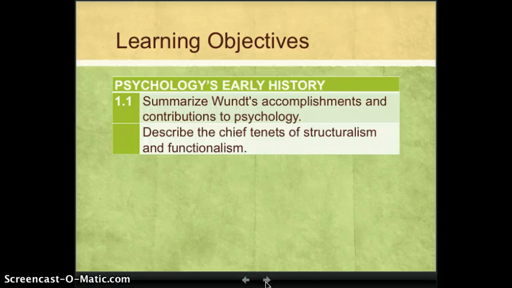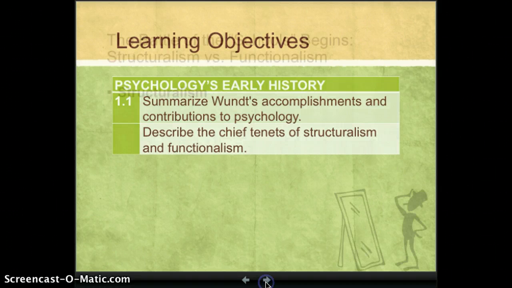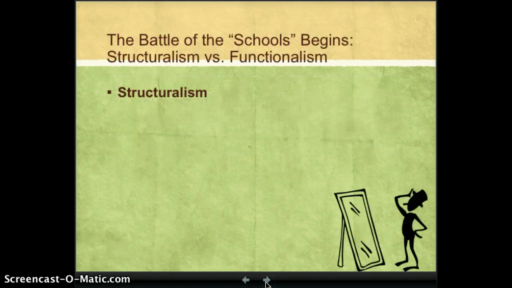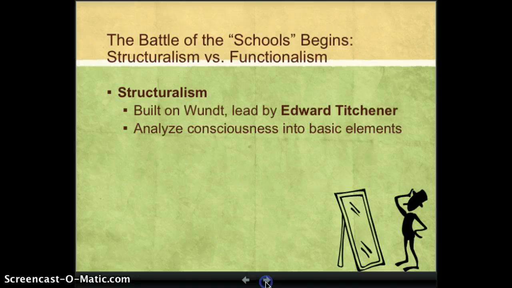Wilhelm Wundt founded psychology in 1879. Then it spread all over the world, but particularly in the US. The first school of psychology was called Structuralism. Structuralism built on the work of Wilhelm Wundt, but was led in the US by someone named Edward Titchener.